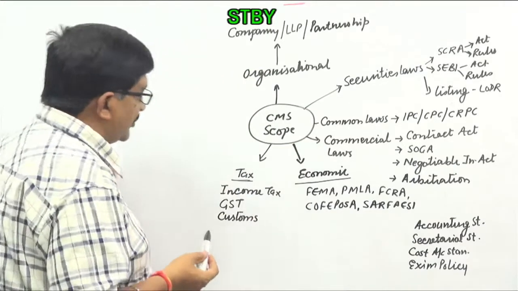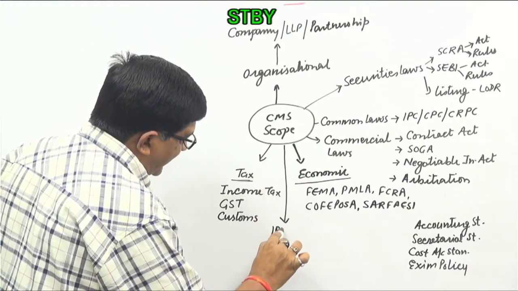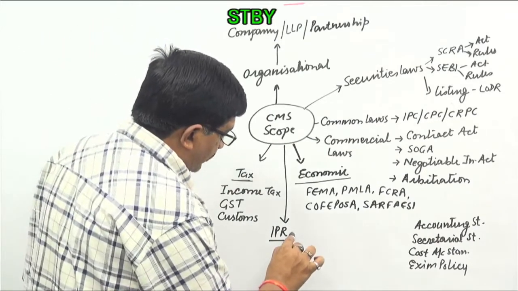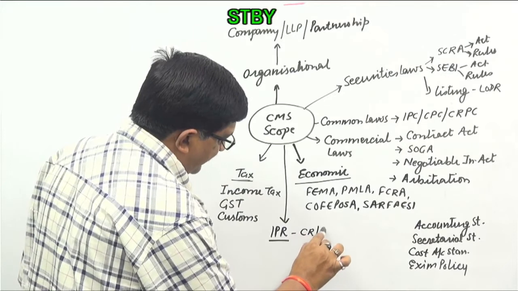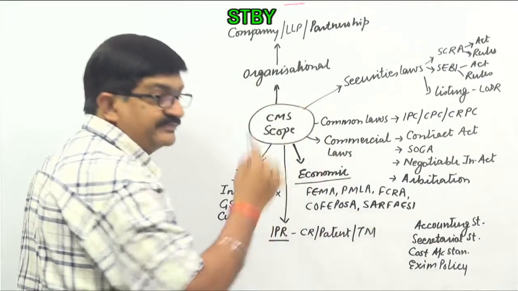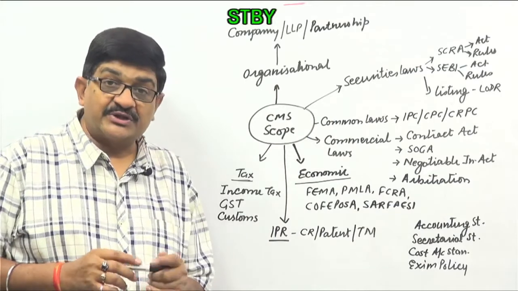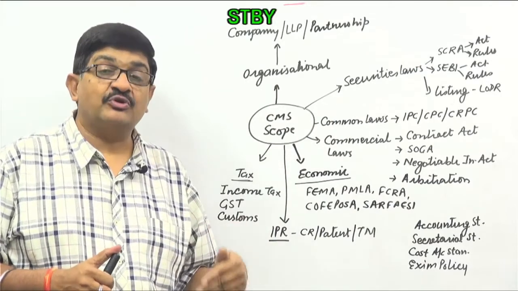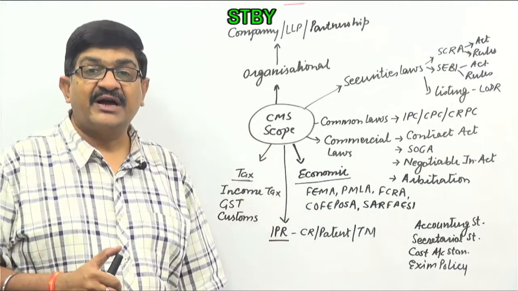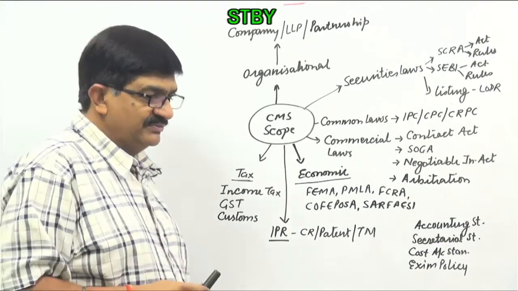Then after tax laws, let me draw one line in between. Intellectual property rights. IPR stands for copyright, patents, trademarks. All new companies, new technology companies, whether those are software technology companies or pharma companies, that is one of the most prominent laws: IPR. You have to be very good in IPR laws.